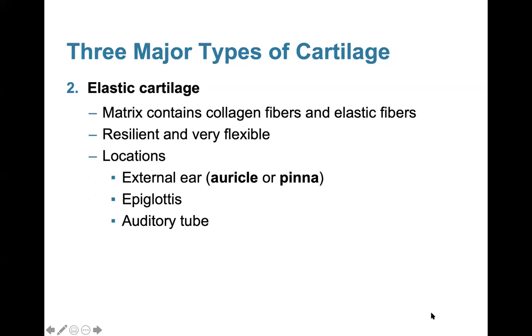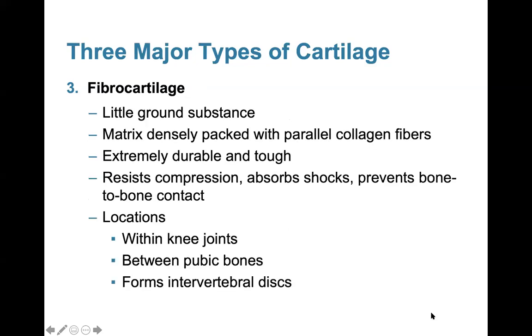Elastic cartilage: the matrix contains collagen fibers and elastic fibers. It's resilient yet flexible. Locations are the external ear and the epiglottis, so the two main ones. And again, fibrocartilage has very little ground substance. The matrix is densely packed with parallel collagen fibers. It's an extremely durable and tough tissue. It resists compression, absorbs shock, and prevents bone-on-bone contact. We typically find this within the knee joints, between pubic bones, and within the intervertebral disc.